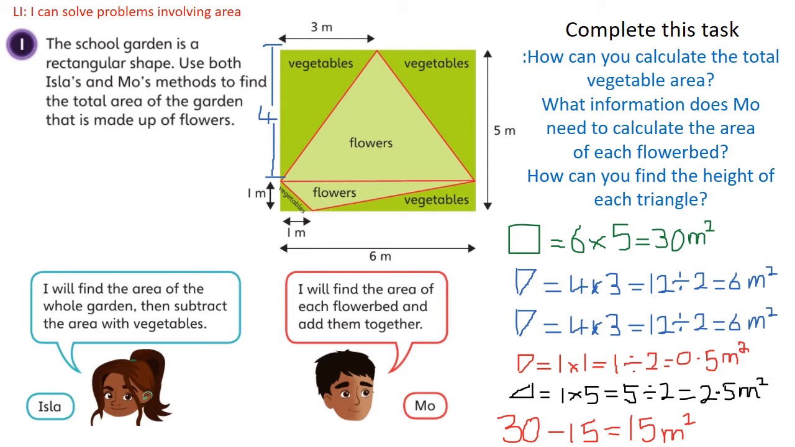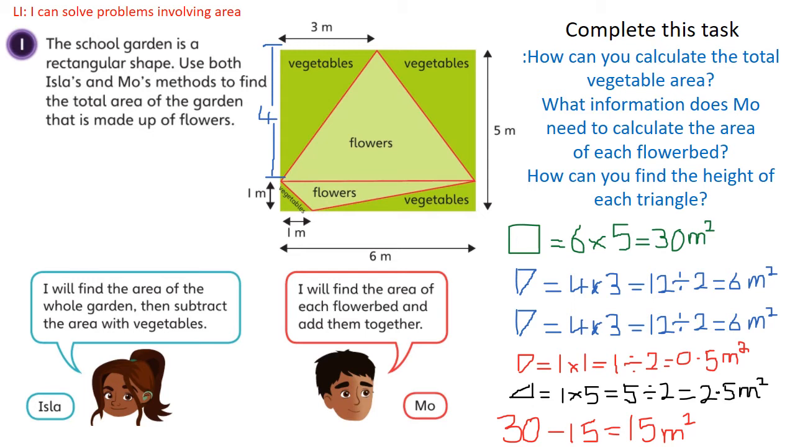Did you like that method? Does it make sense? Let's see if you prefer Mo's method. So he said he was going to find the area of each flower bed and add them together. So let's look at that big triangle first. We know the base of the triangle is 6 meters, and we've already calculated the perpendicular height.